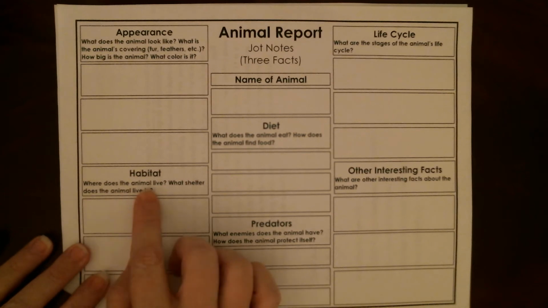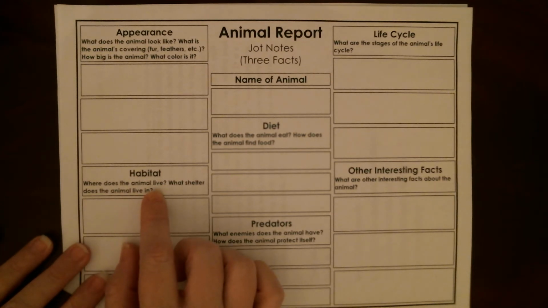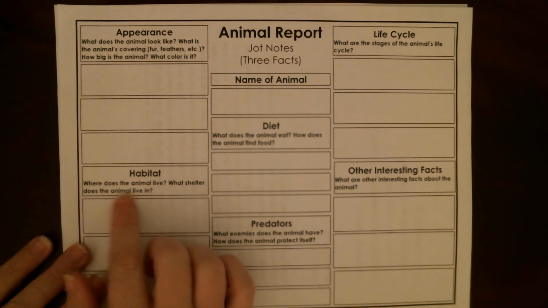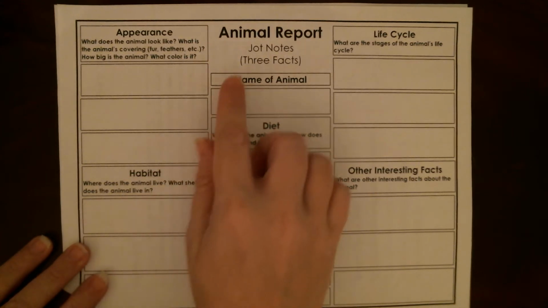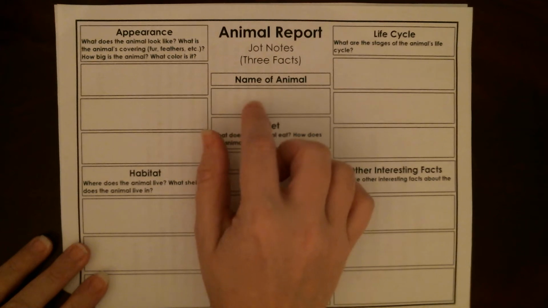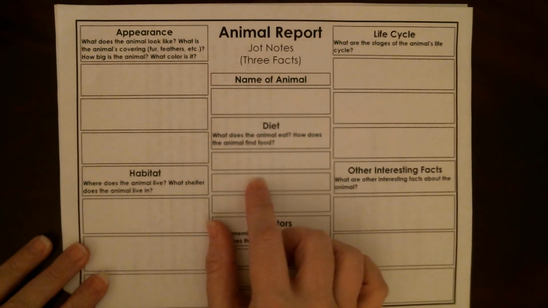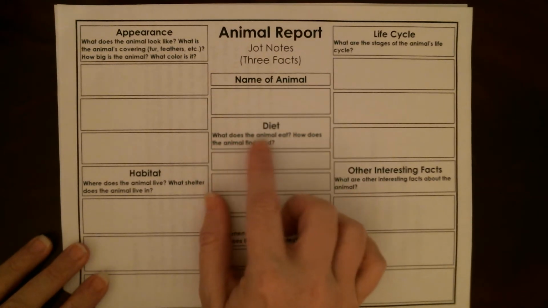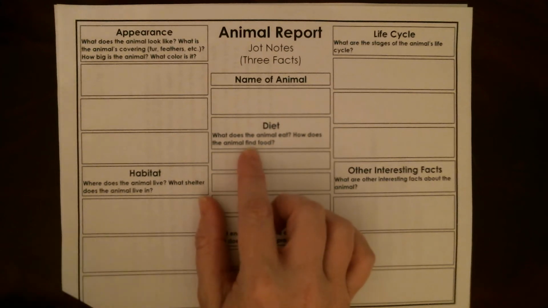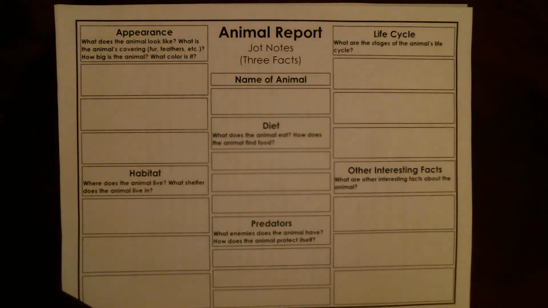Habitat. Where does the animal live? So we're going to find out where in the world we would find this animal. What shelter does the animal live in? Okay. The name of our animal goes here. And then today we're also going to research the diet. What does the animal eat? How does the animal find its food? How does it get its food?